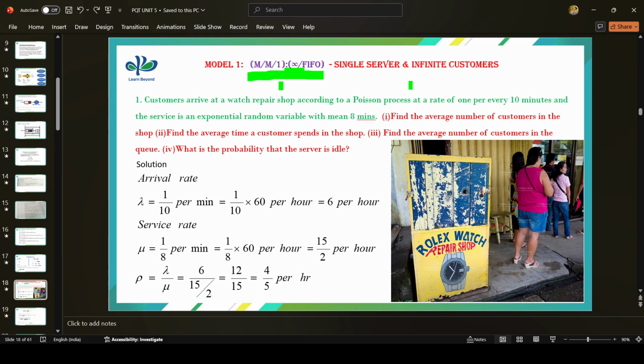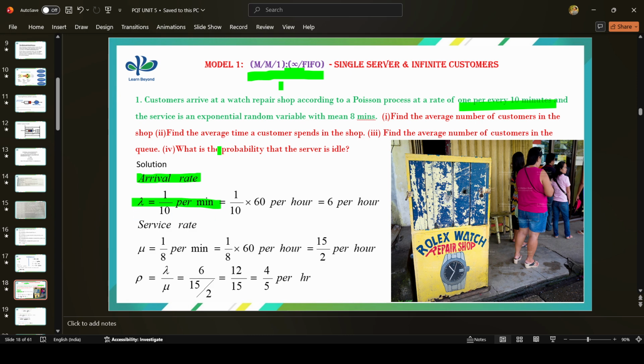So first we need to find what is lambda and what is mu. Normally lambda represents the arrival rate. Go back to the question and see what the arrival rate is. 1 per every 10 minutes. What is the meaning of this? For every 10 minutes, one customer is approaching the shop. So we can write this lambda as 1 divided by 10 per minute.